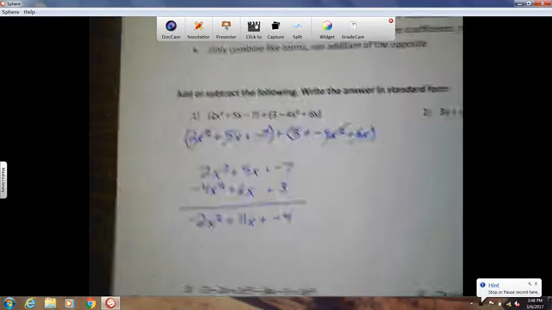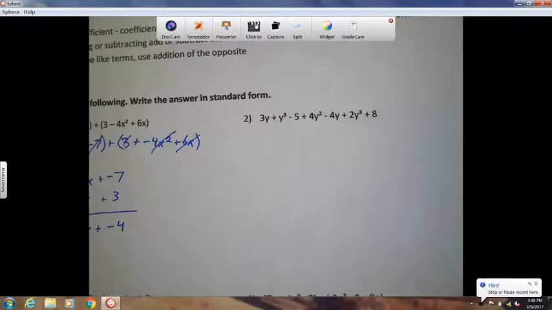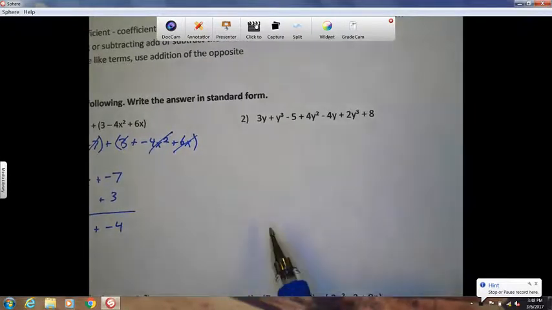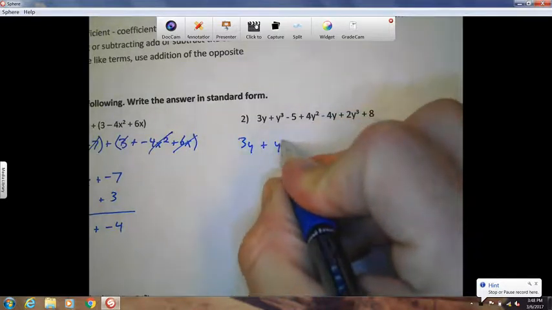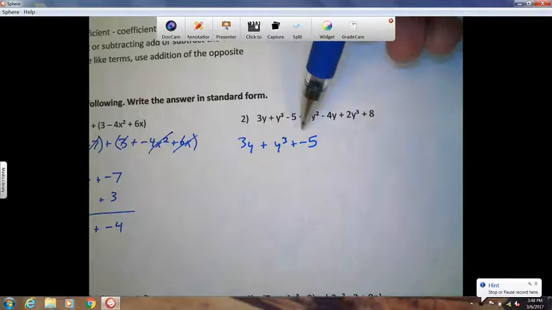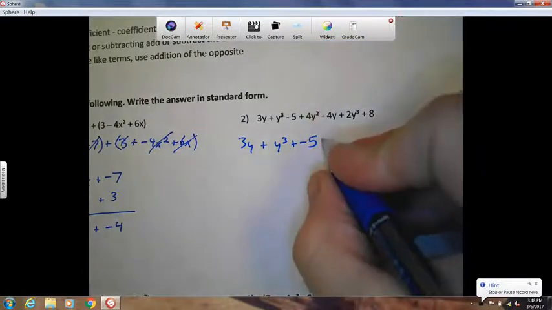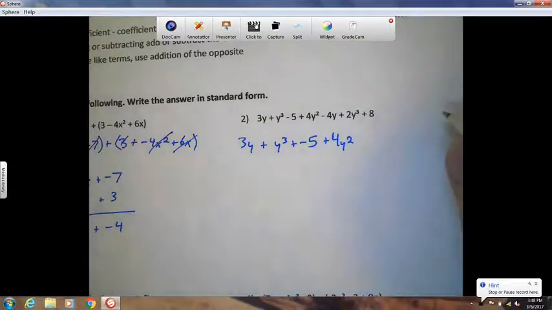Let's look at number 2. Okay, this time I'm going to do it without writing it vertically this way. So it doesn't matter which way you do it, but both ways can be helpful. I am going to rewrite everything. So here, minus 5 to plus a negative 5, so I'm not confused by that. That's the most common mistake. I recommend rewriting it.